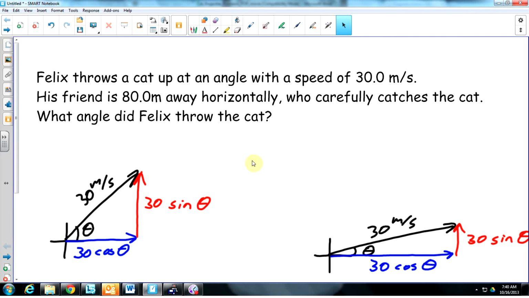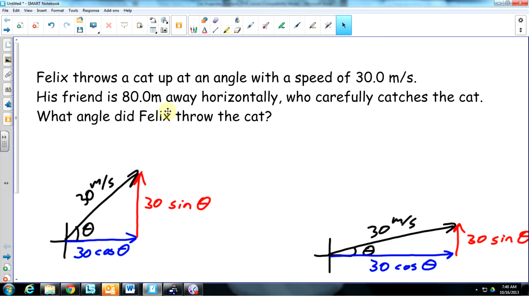All right, so Felix throws a cat at an angle that we don't know, call that theta. We have a speed of 30 meters per second, and I've changed the problem and made the range, the distance that it goes horizontally, 80 meters. That makes it a little more realistic, and it'll let you practice again with your own numbers. I've got a friend out there 80 meters away where they're going to catch the cat carefully.